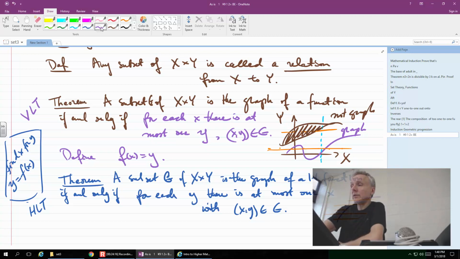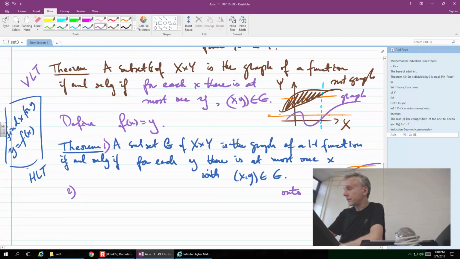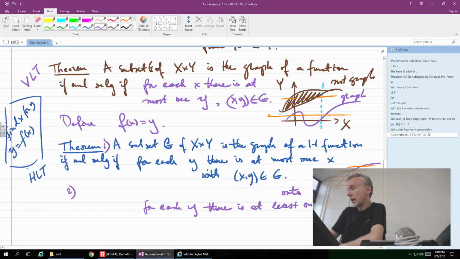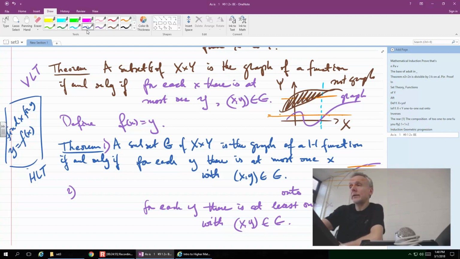And then you can have a similar theorem for the onto. Onto, and we already know what the answer is. For each y, there is at least one x with (x, y) in g. So that does not correspond to any kind of horizontal or vertical line test.